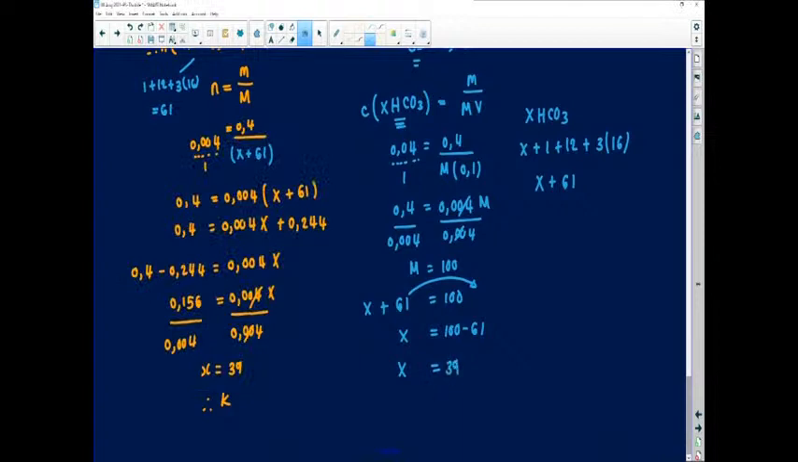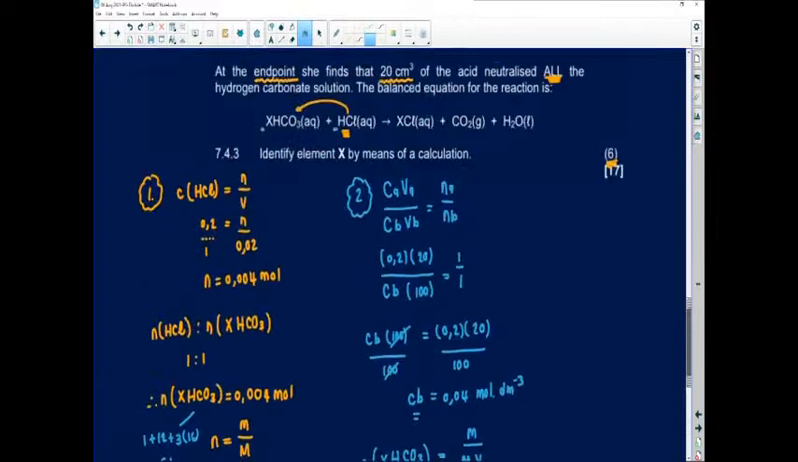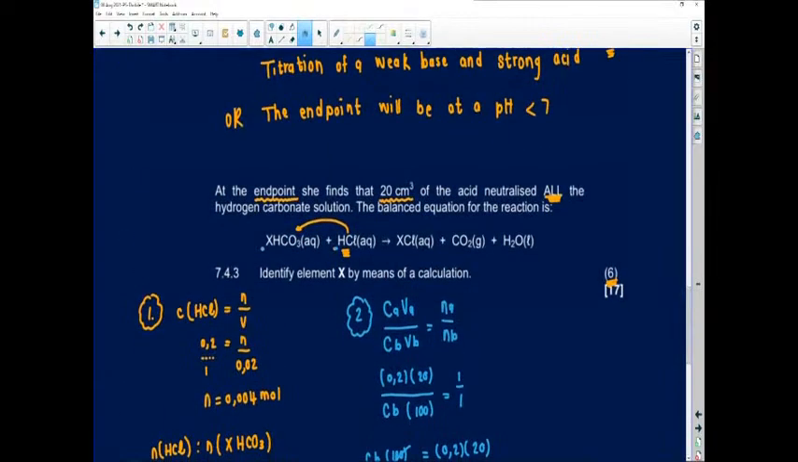And again, I get 39. And therefore, remember, always leave a statement. You want to show the examiner that X is 39, which therefore means it is then K. Now, in this case, the question didn't really say by means of calculation. They didn't say give the name or the molecular formula.